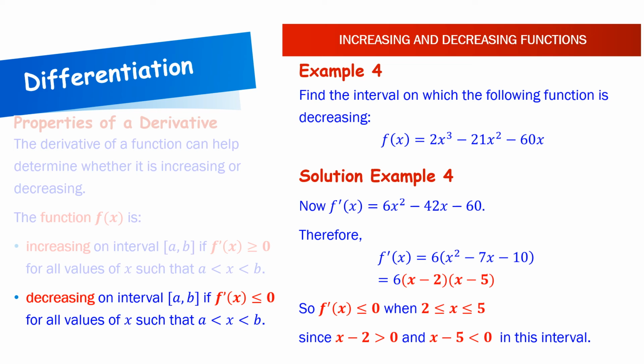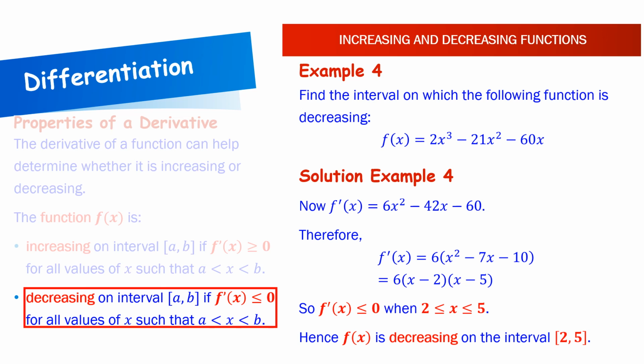And this is because x minus 2 is greater than 0 and x minus 5 is less than 0 in this interval. So when we multiply a positive and a negative by one another, we get a negative. Therefore, f of x is decreasing on the interval 2, 5, from this rule shown here.